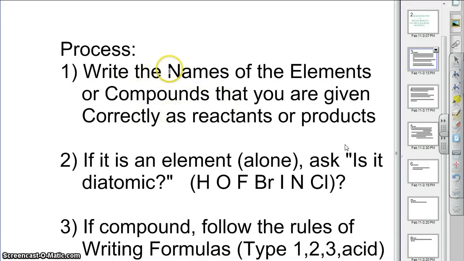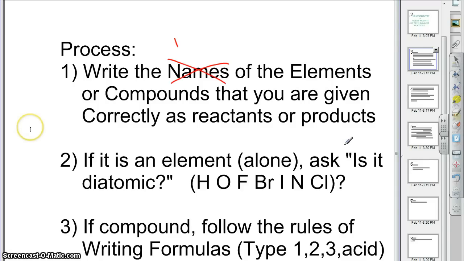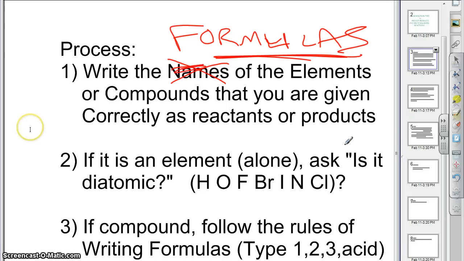Once you have written all of the names of the elements or compounds correctly, then you ask yourself if it's an element alone. Ask yourself, is it diatomic? Is it a Hofbrinkel? Is it hydrogen, oxygen, fluorine, bromine, iodine, nitrogen, or chlorine? If so, you need to give it a little subscript 2. If it's a compound, follow the rules of writing formulas. Type 1 or 2, you're going to go ahead and use the charges. For type 3, you're going to use the name, the prefixes, and the subscripts. And for acids, we follow acid rules.